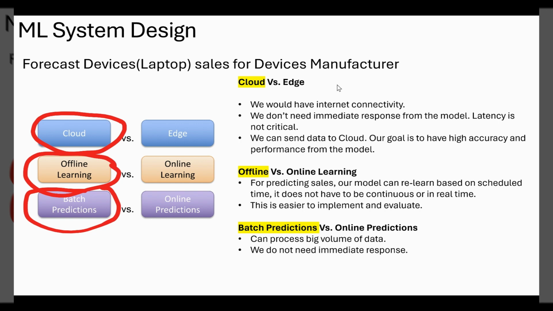The third decision was batch predictions versus online prediction. We chose batch prediction because we'll have access to a big volume of data, and batch prediction can help us process big volumes of data. Again, we don't need an immediate or real-time response around the prediction of sales, because the decisions that we have to take will be evaluated later based on the prediction that is made. So we think batch prediction is a better option than online prediction.